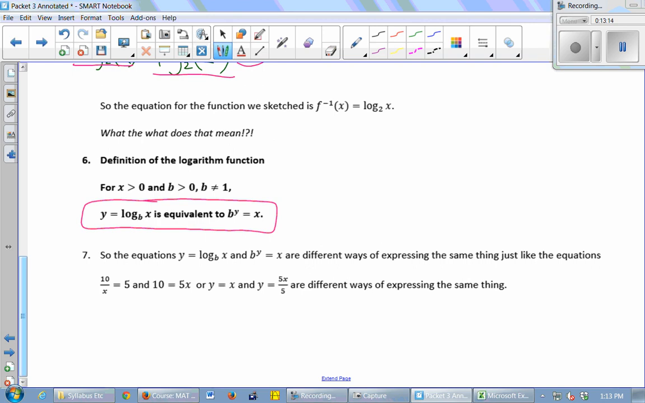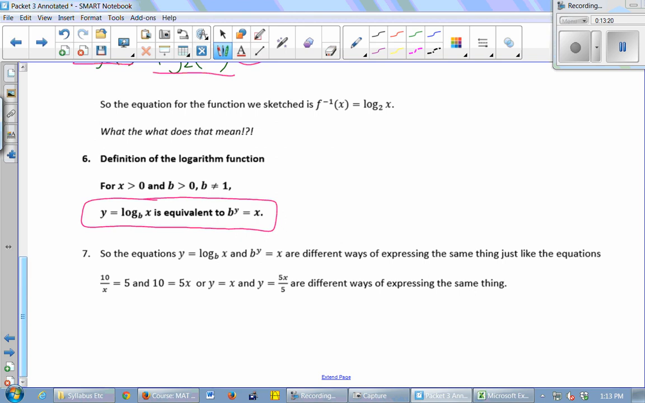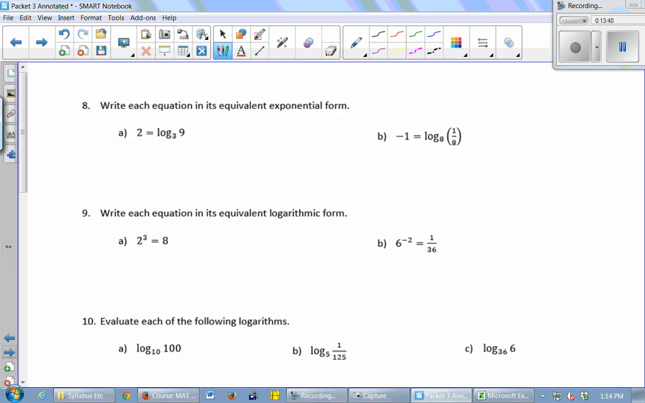So I think if we do some things with numbers, this will get a little clearer. Different ways of expressing the same thing, just like saying 10 over x equals 5 is the same equation as 10 equals 5x. You could just multiply both sides by x, get an equivalent equation. All right, so some numbers. I have a couple of sentences involving logarithms here. I want to convert them to equivalent equations that instead of using logarithms, are going to use exponents.